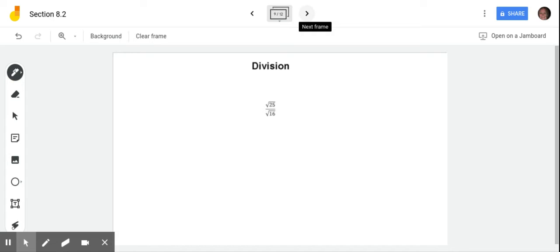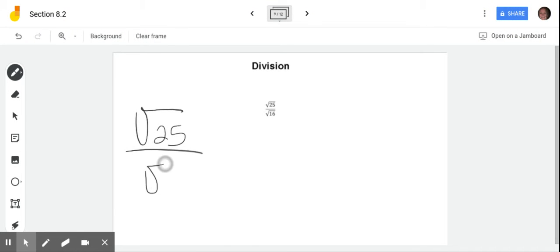Division. Okay, so with division, I can take the radicals separately on the numerator and the denominator, or I can simplify them first and then take the square root. So here I've got radical 25 over radical 16. Well, those are both perfect squares, 5 over 4.